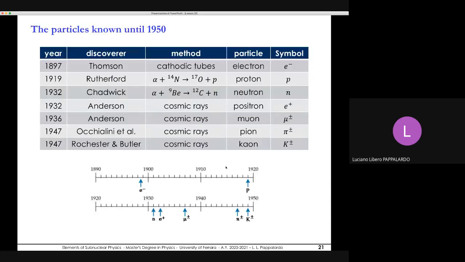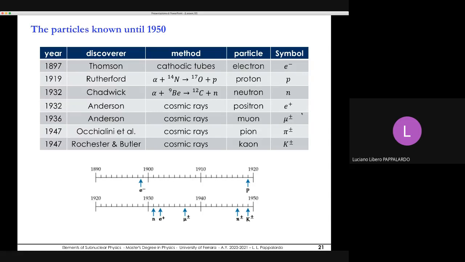Let me make some historical introduction to this. So the particles that you see here, which are essentially 8, 9, whatever, 8, no, 7, actually 7, plus or minus. These are the only particles that were known until 1950. Okay, so the electron was discovered by Thomson back at the end of the 19th century in the cathodic tubes. The proton by Rutherford in this famous nuclear reaction. The neutron by Chadwick in 1932. The positron, as we studied, by Anderson.